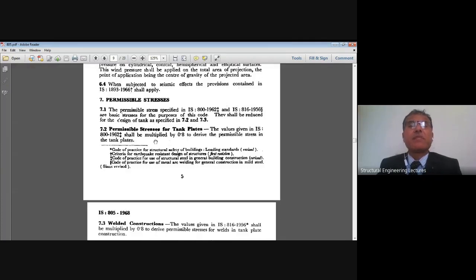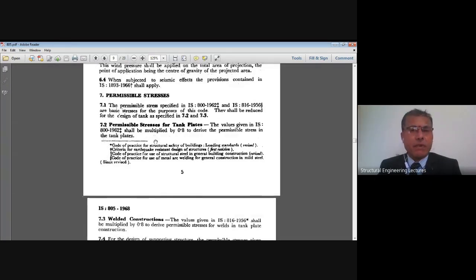Then the permissible stresses. Permissible stresses shall be as governed by IS 800-1962. This is the old reference. Later on, we had the higher, latest revision, IS 800-1984. As of now, we do have IS 800-2007, which is in the limit state method. IS 800-1984 was in the working stress method. Even it is referring back to IS 816.